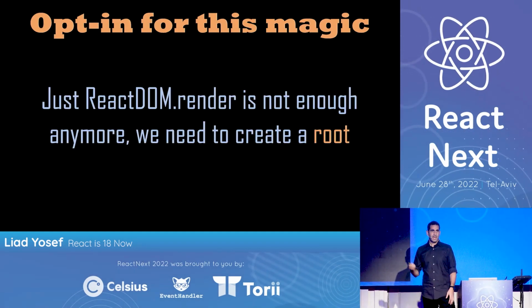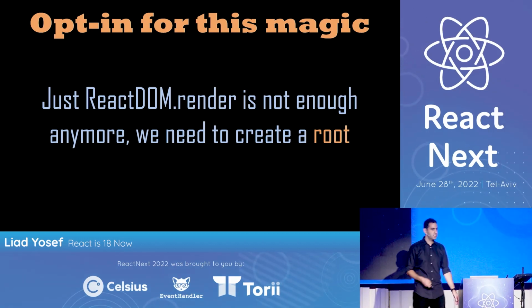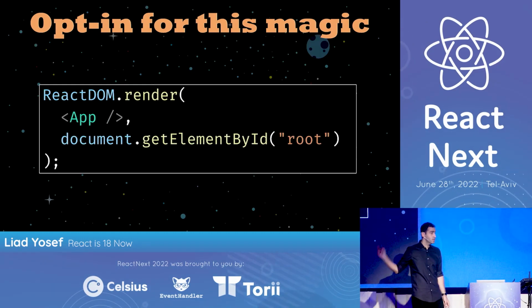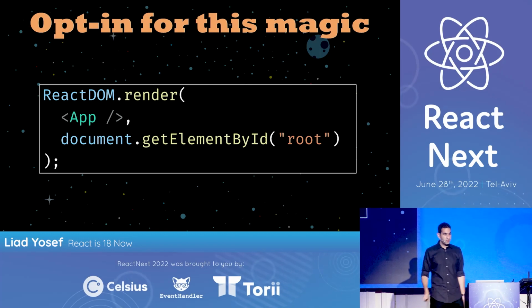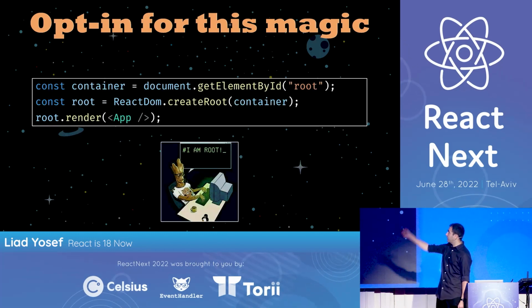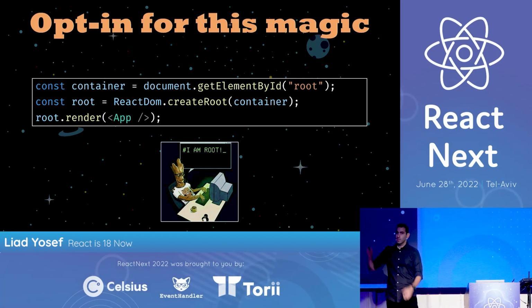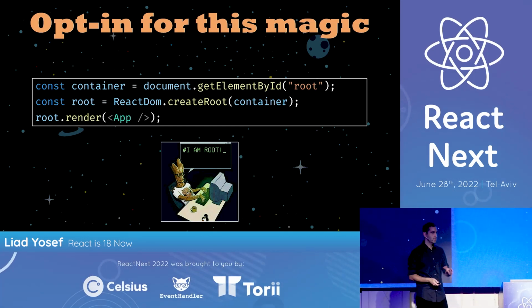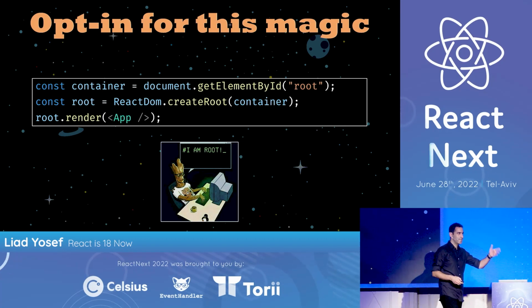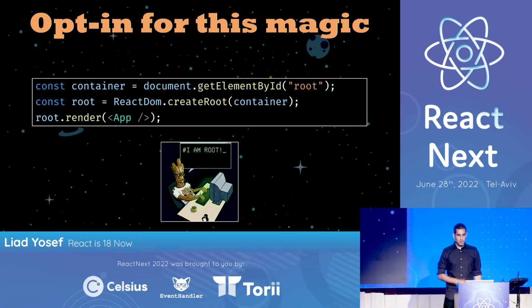We need to tell React 18, hey, I want to use those features. We can't just do React DOM.render like we're used to. We have to do something else. So we need to create a root. So instead of doing React DOM render, we're just taking the container and we define it as root. We tell React 18, okay, this is your root, and we'll understand later why it needs that. And now you can render the app.